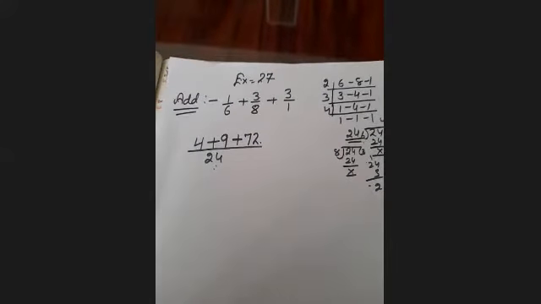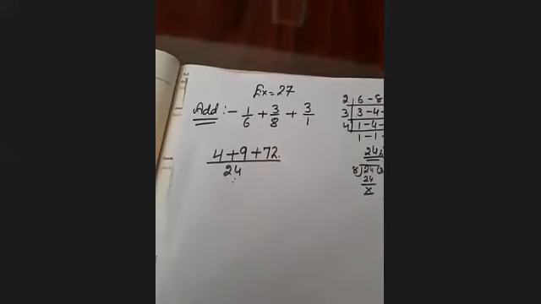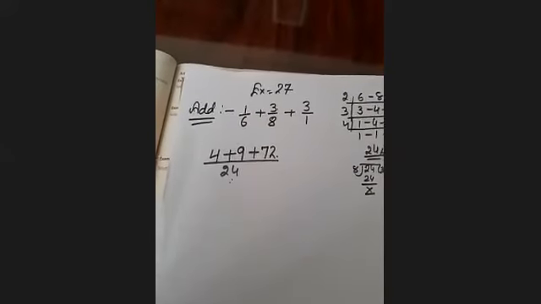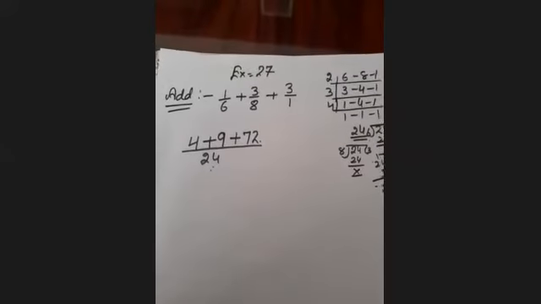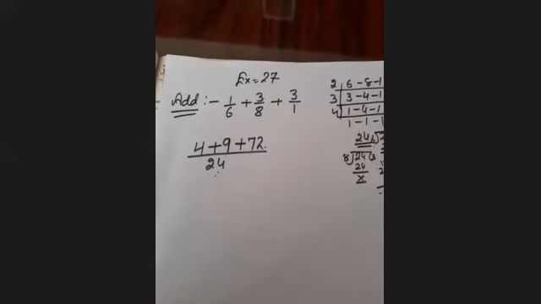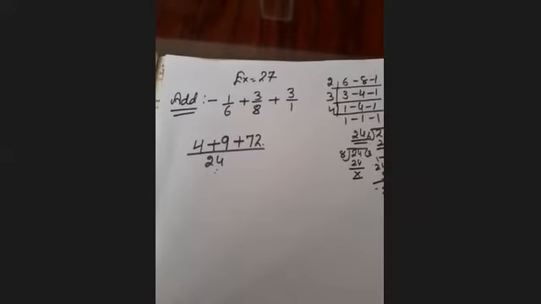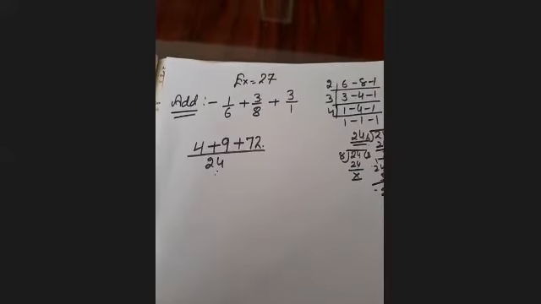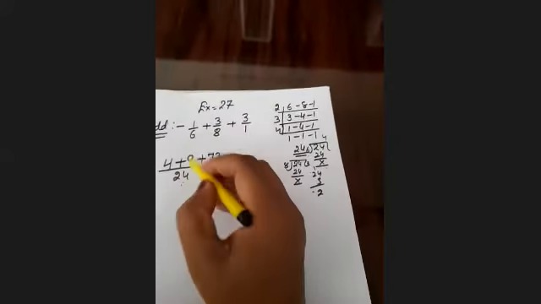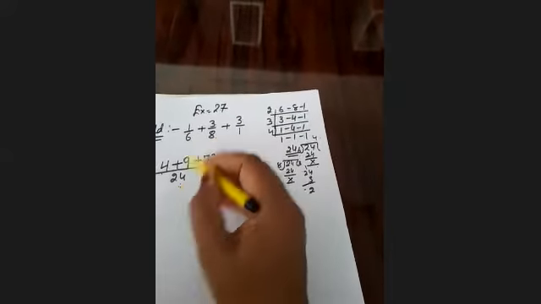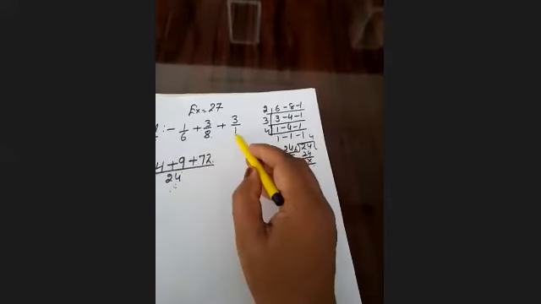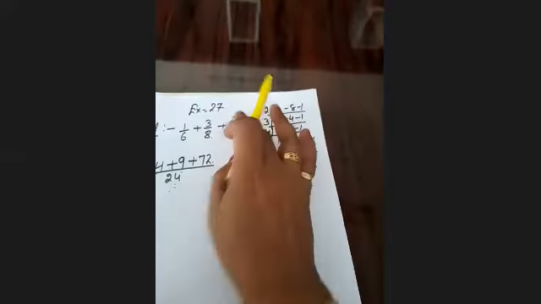Yes, friends, to add the unlike fractions, the first step is to take the LCM of the denominators. Now you can see here the LCM is 24. Now LCM divide by denominator and multiply by numerator. So first 24 divided by 6, 4, 4, 1 are 4. 24 divided by 8, 8, 3 are 24, and 3, 3 are 9. 24 divided by 1 is 24, 24 multiplied by 3 is 72.